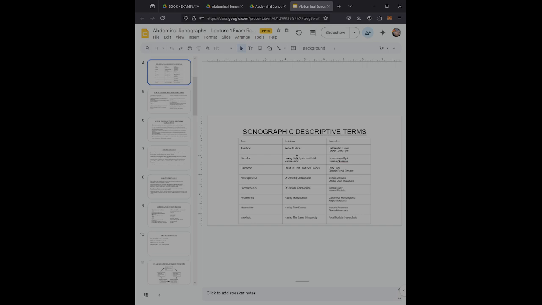This may be an echotexture, like in this case we're talking about cystic and solid components. For example, hemorrhagic cysts, made with blood, as the blood starts to degrade, you get that sort of mixed, complex presentation. Hepatic abscesses as well.